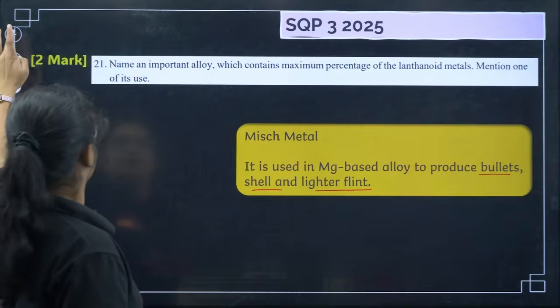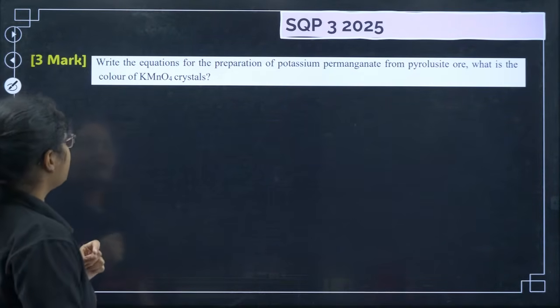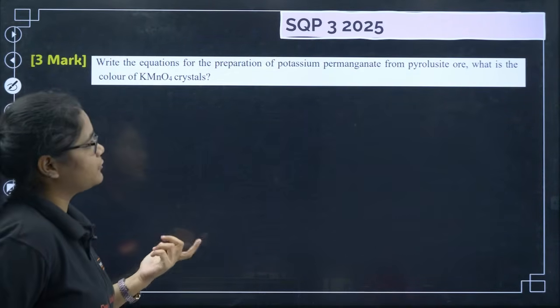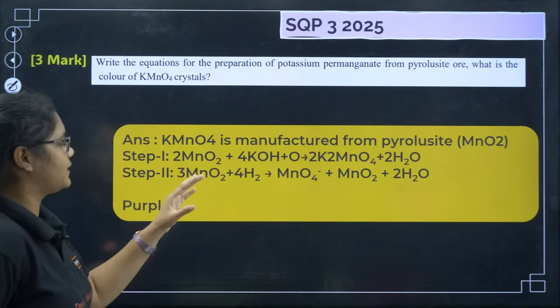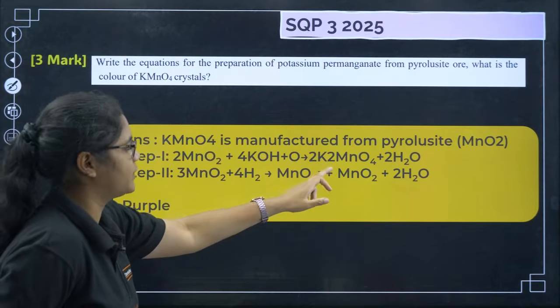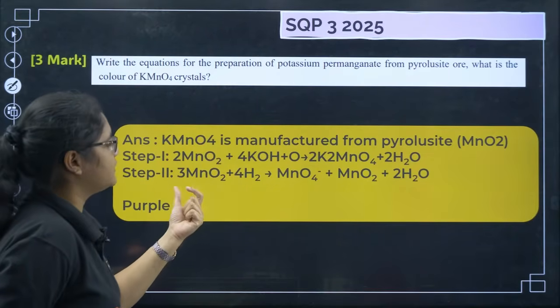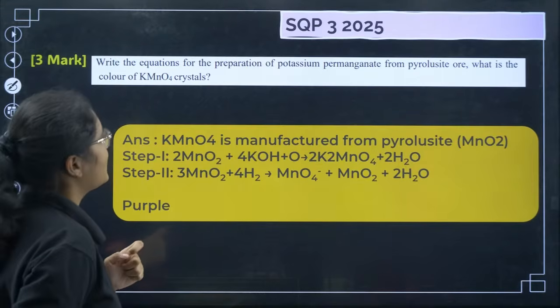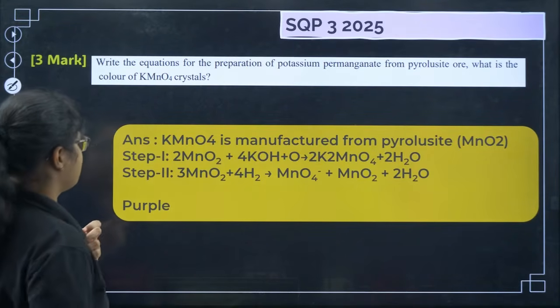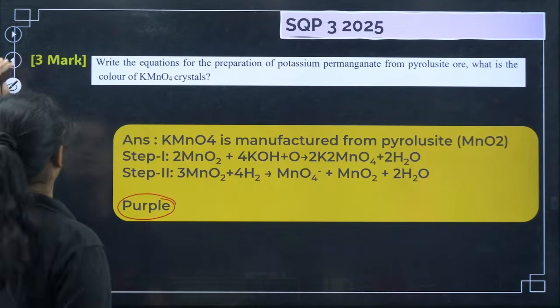Okay. Next we have sample question paper 3. Write the equations for the preparation of potassium permanganate. So we know the preparation of potassium permanganate: MnO2 with KOH will give you K2MnO4. Then again this one gets converted to MnO4 minus, right? And what is the color of KMnO4 crystals? It is purple in color.